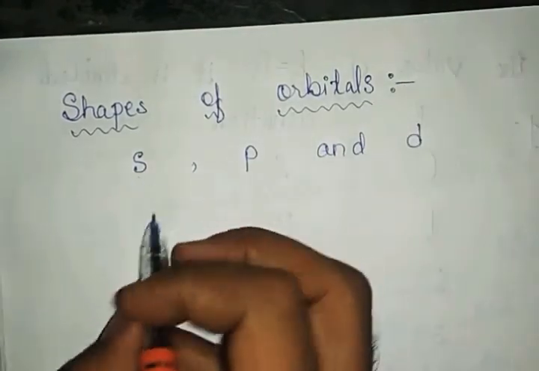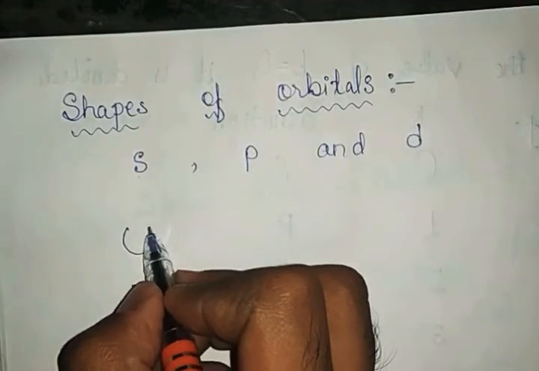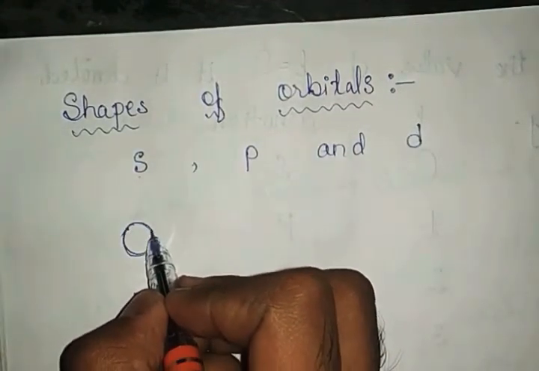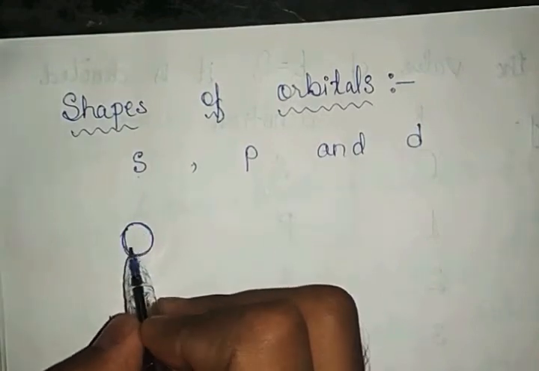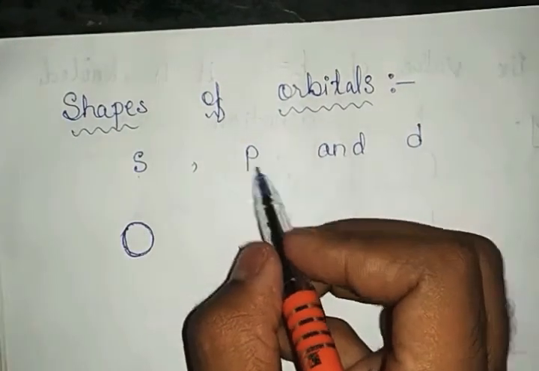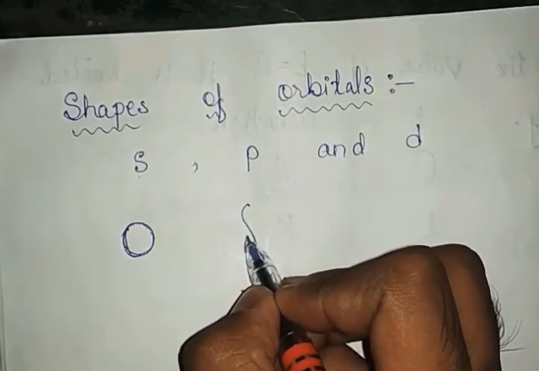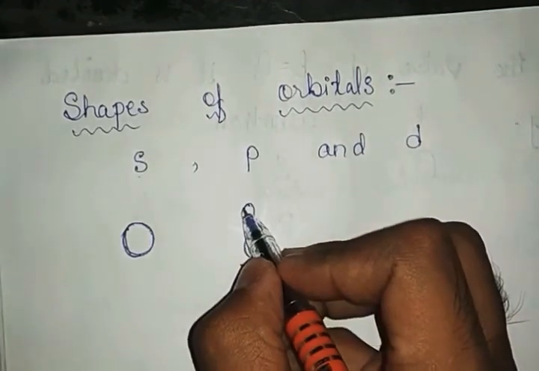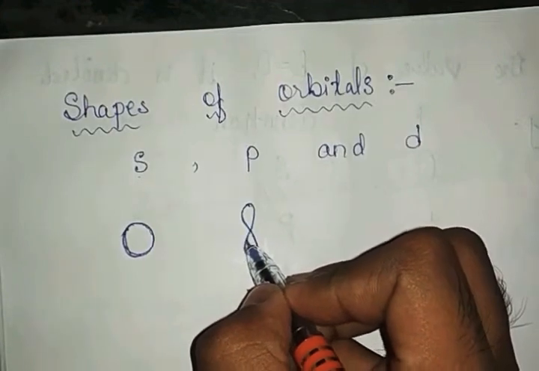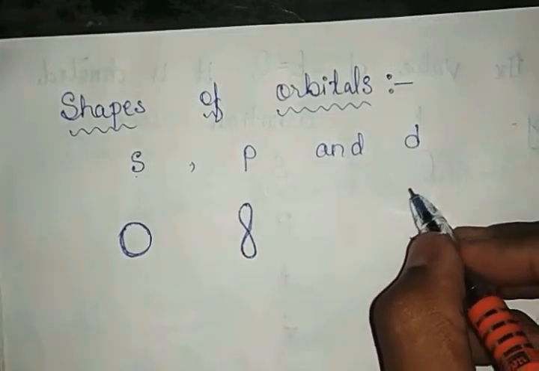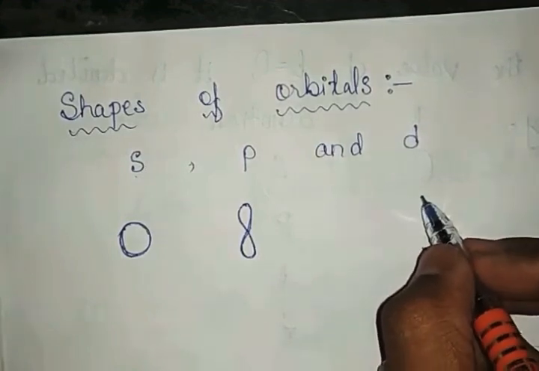Then the shape of S orbital, it is spherical in shape. The shape of P orbital, it is something like that of a dumbbell. It is in the shape of dumbbell. And this D orbital, it is in the shape of a double dumbbell.